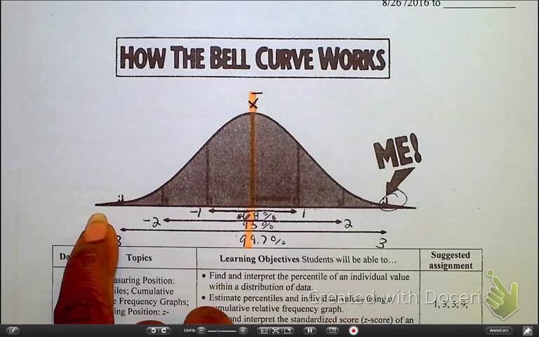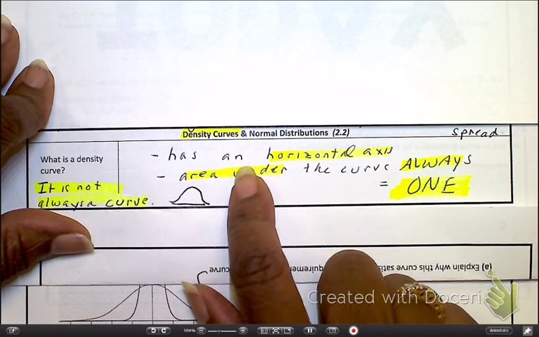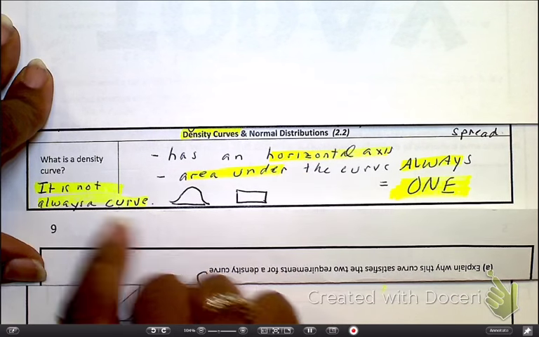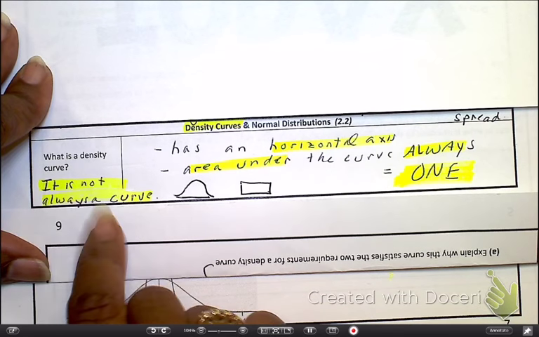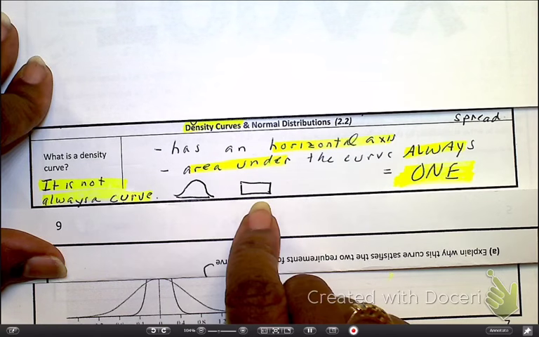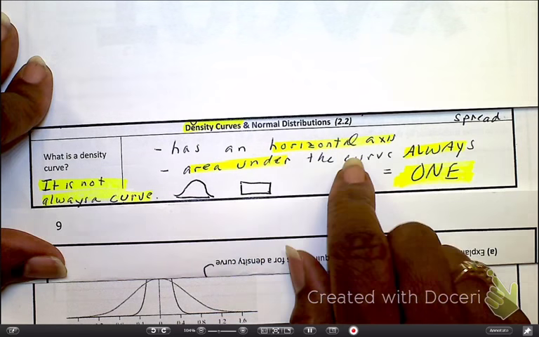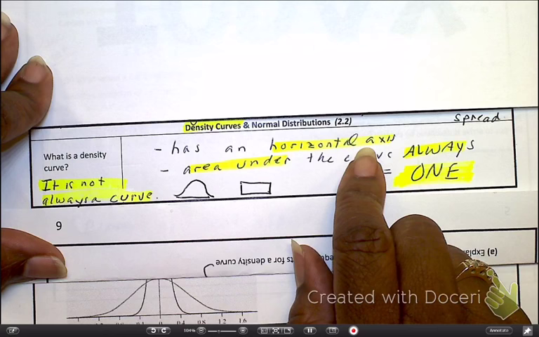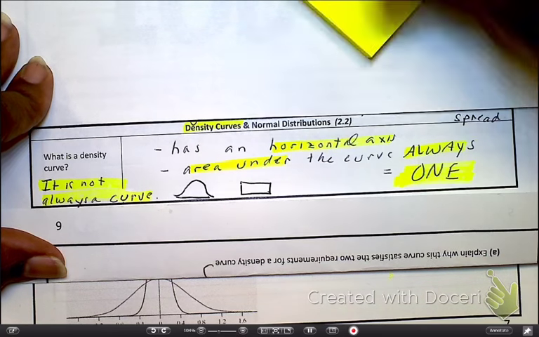Okay, so let's talk about the next objective, the density curve and the normal distribution. See, this is the thing. When I hear density curve, I think of it as a curve. But a density curve is not always a curve. It can be like this, or it could be a rectangle. But the one thing that it does have to have, I should say the two things. It has to have a horizontal axis, okay? So it has to lay on its axis. It can't be like a diamond type thing that's sitting on its, it can't be like that.